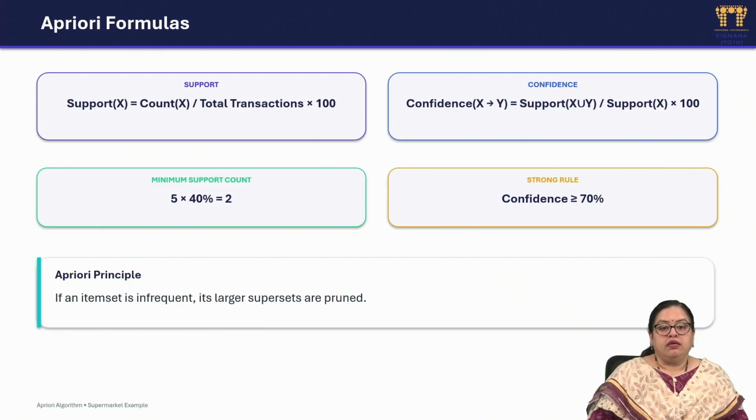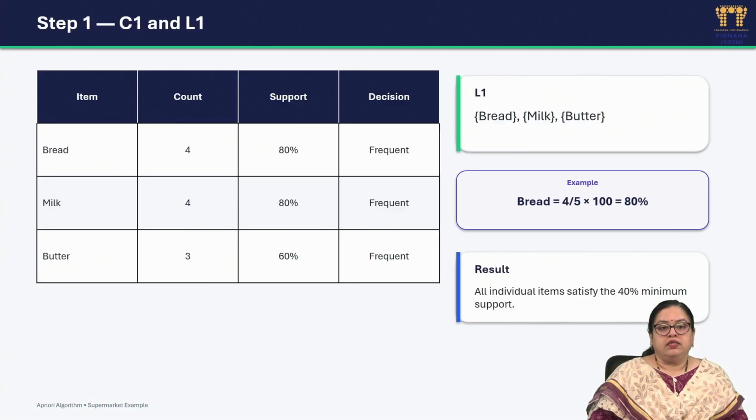Next, what is the principle here? If an item set is infrequent, its larger supersets are also pruned. This is the principle of the Apriori algorithm. So what should we do next? This is our data set, and from it we have to calculate how many breads, how many milks, and how many butters there are. This is step 1, where we find C1 and L1.